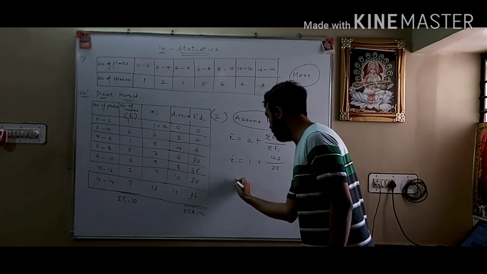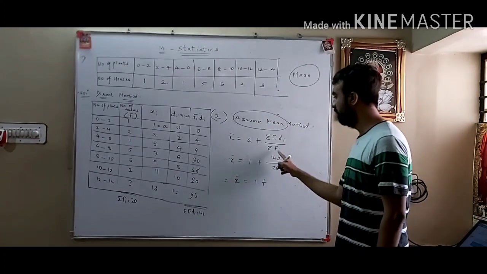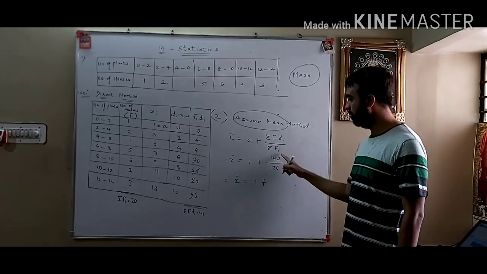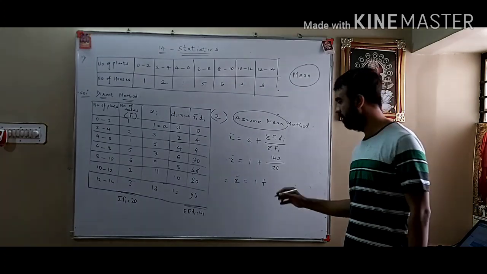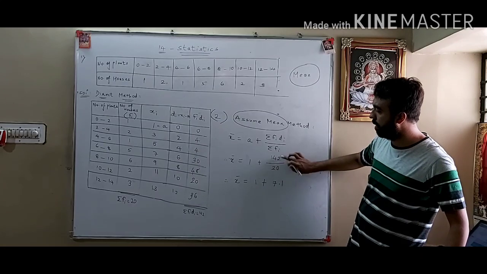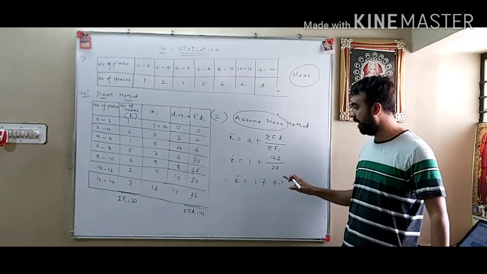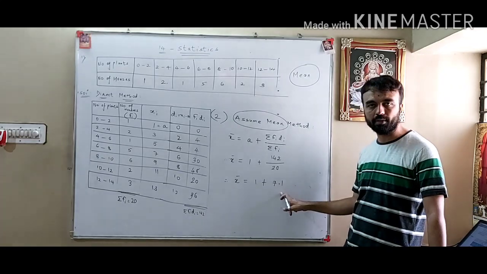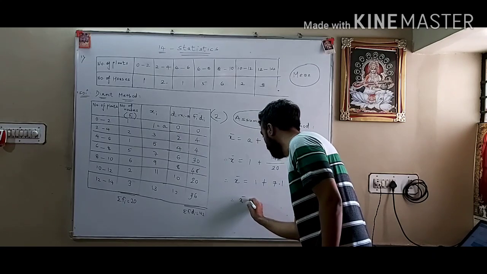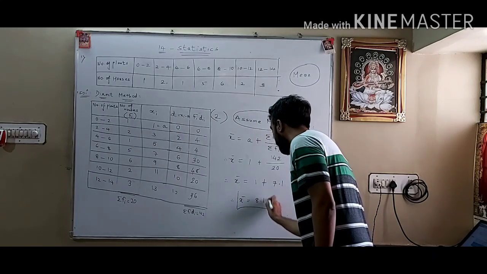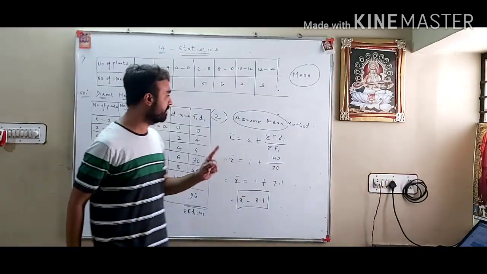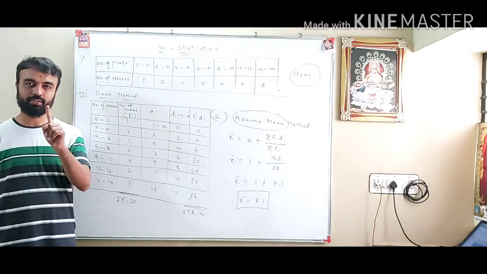If I go for the calculations, 1 plus, you should always divide these two first, then add. So if you divide this in your book, it will come to 7.1. Very simple: 142 by 2 is 71, and if you divide by 10, you get 7.1. So you have 1 plus 7.1, and if you add these two numbers, you will get 8.1. Same answer. You got 8.1 in your first method also, the direct method.